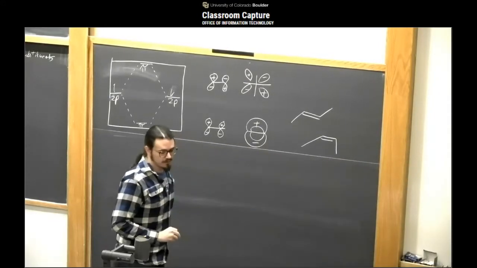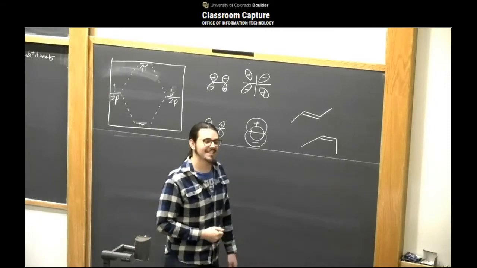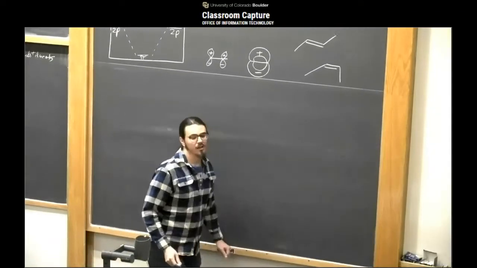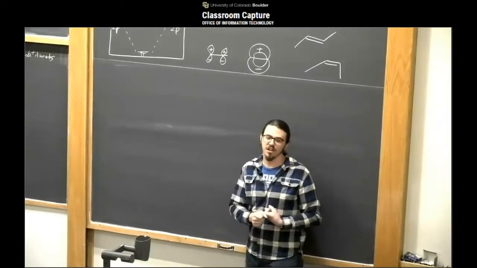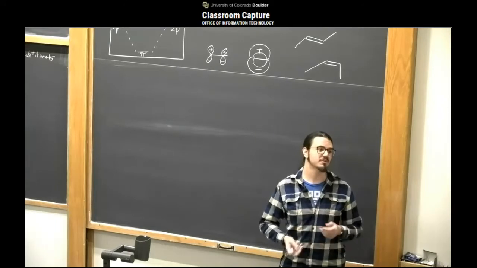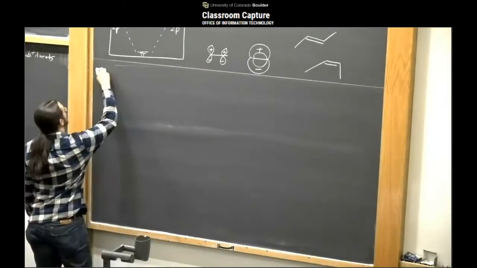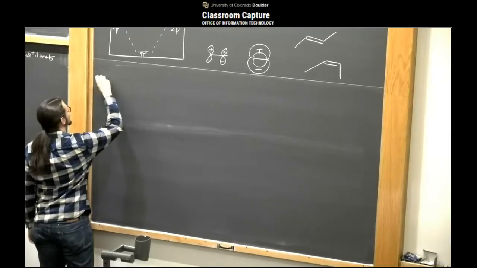Getting to naming alkenes and how to think about them, alkenes have isomers based on the position of the double bond in the molecule and the position of the substituents around the molecule. So one type of alkene isomer that you'll see is a constitutional isomer.